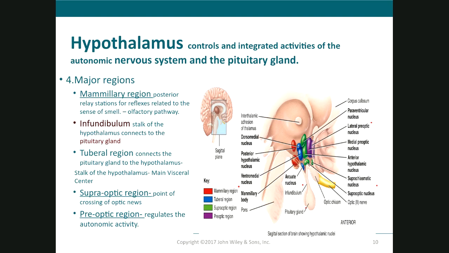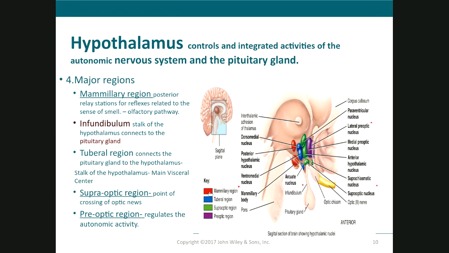And the hypothalamus is a major regulator of our homeostatic functions. It controls and integrates activities of the autonomic nervous system and also the pituitary. So within the hypothalamus, we also have different regions. You can see here the mammillary region, the tuberal region, supraoptic and preoptic, controlling different regions of our systems.